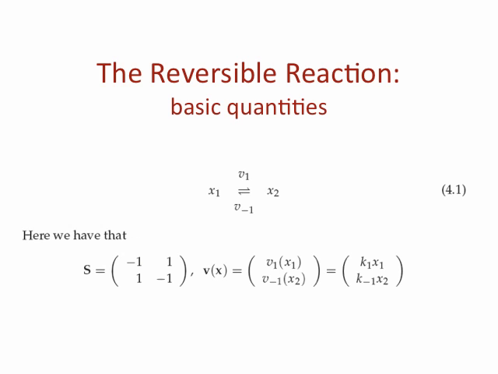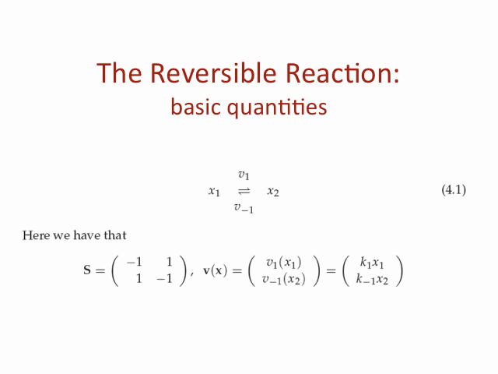So let's take the first column that here corresponds to V1, the forward reaction. In the first row of the matrix, I have a -1, which means that one molecule of X1 is consumed by this reaction. And I have an entry of 1 in the second row of the first column, which says that compound number 2 is being produced by reaction number 1. And the second column has the same information about the reverse reaction.